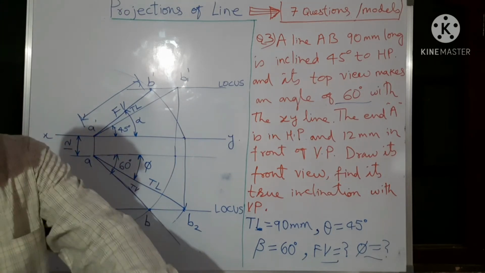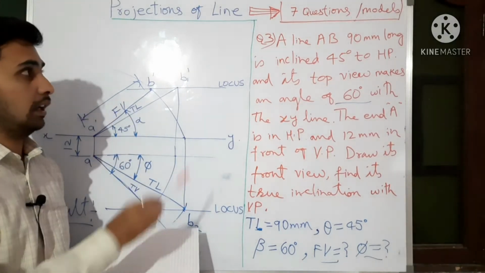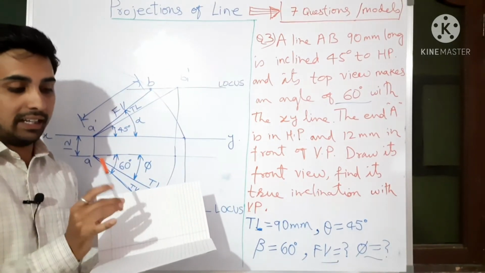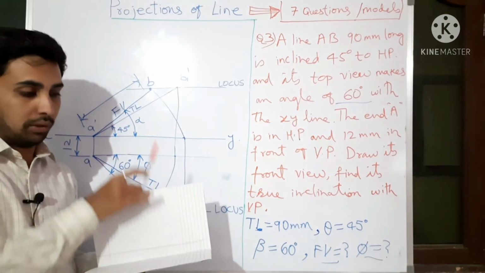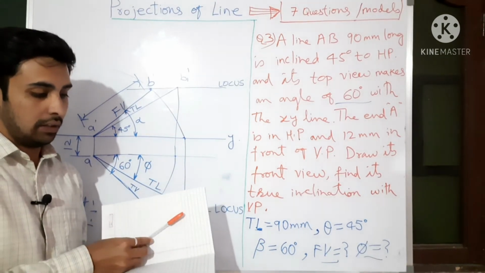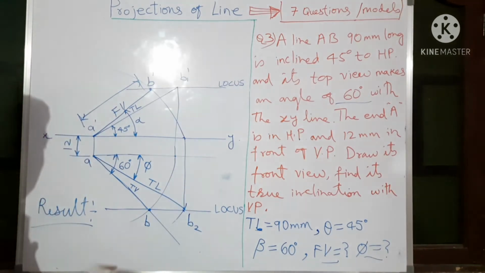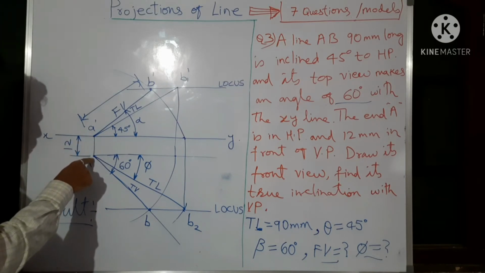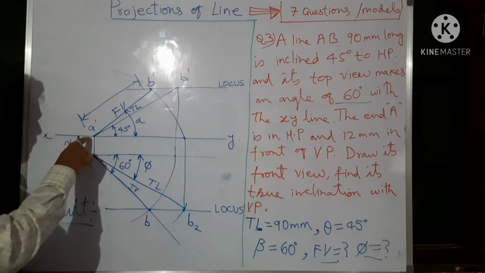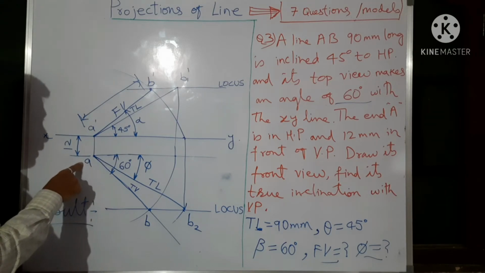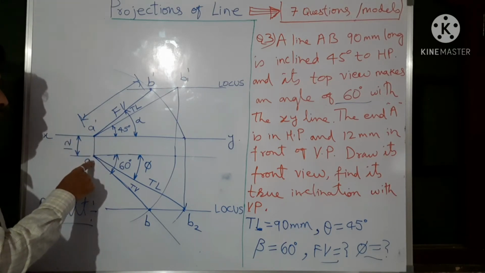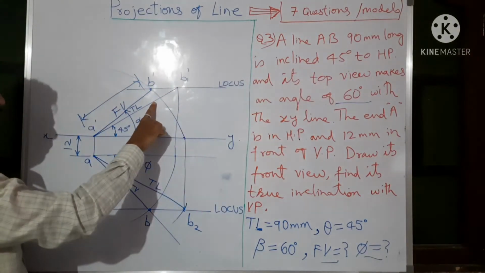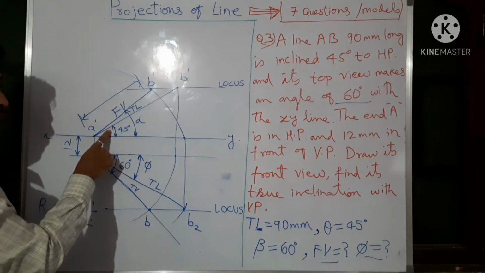Here I will explain you as an overview. 90 mm long line with respect to HP 45 degree, and this end A is inside the HP. It is not above the HP, and the line is in front of VP 12 mm. So earlier we have drawn A dash in the VP, and it is 12 mm in front of VP. A is in HP, here in front of VP. This is A dash A. Okay, then the line is 90 mm and 45 degree to HP. So 90 mm long line is this one. 45 degree inclination with respect to HP we have taken.